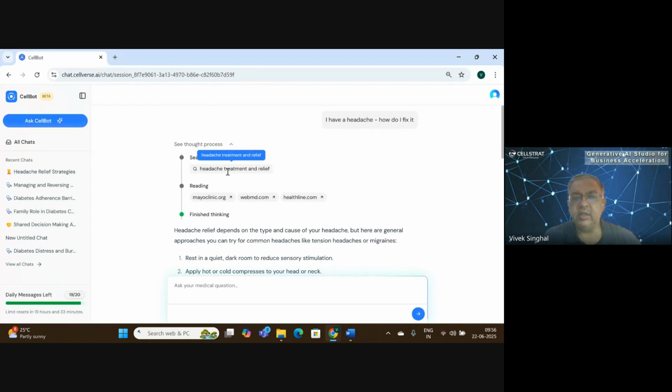In this case, it turned out that headache treatment and relief is what it arrived at after transforming my prompt into this search phrase. Then, using this search phrase, it scanned the websites which we have pre-designed and pre-listed in our program. Because it is meant to be specialized in healthcare, it will not go to the general internet at large. And then it found three good sources out of the pre-listed sources.